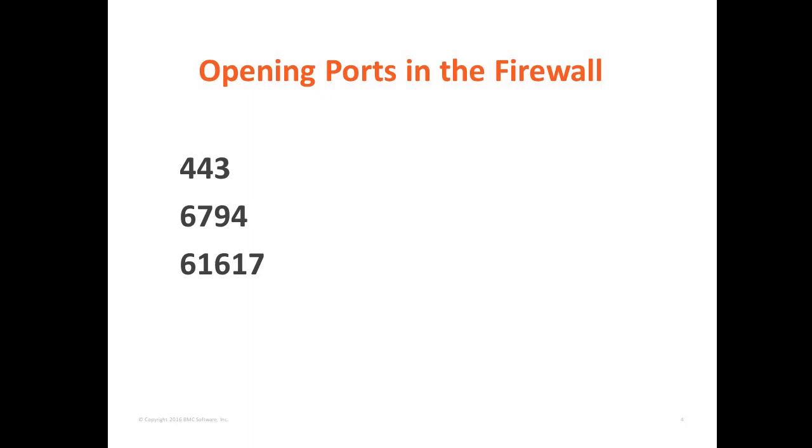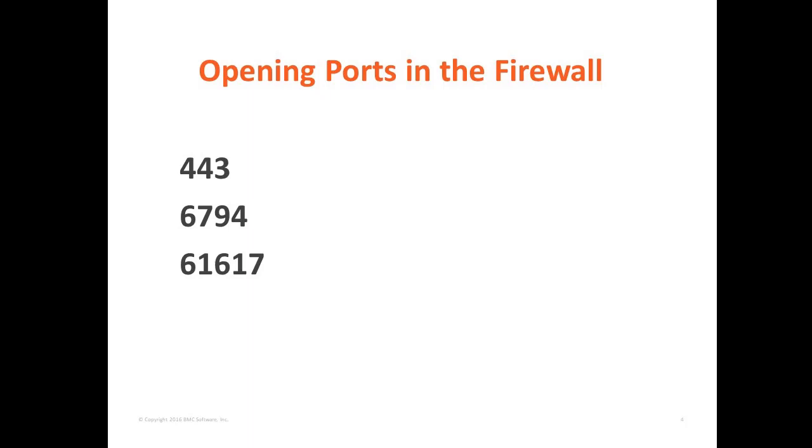443. This is for the admin web interface. 6794. This is the primary API port. Now, this is the port that the HMC uses for communication. This value is set by IBM and cannot be changed. So if there's a firewall between the MVCM server and the HMC, it is necessary to have the network person open this port. And also 61617. This is the ActiveMQ port that MVCM needs for HMC event notifications.